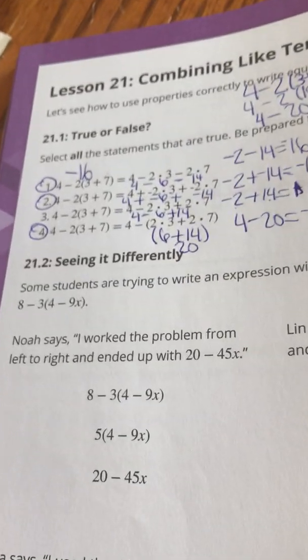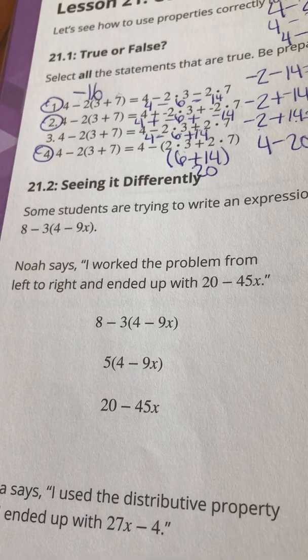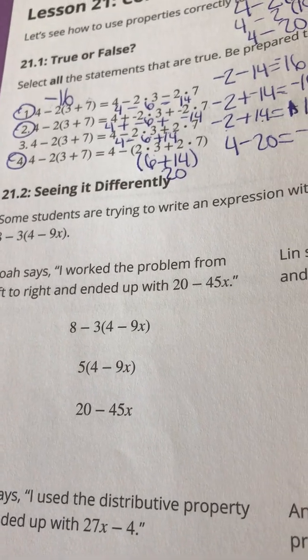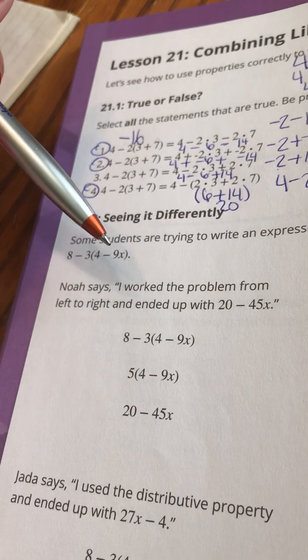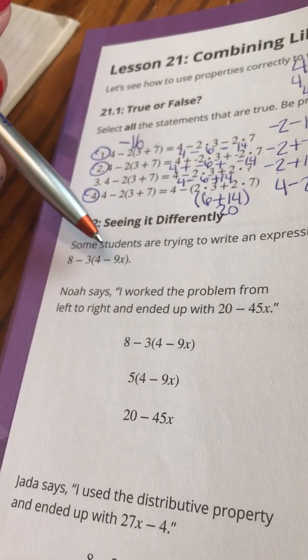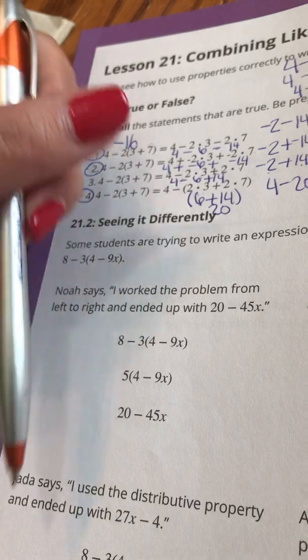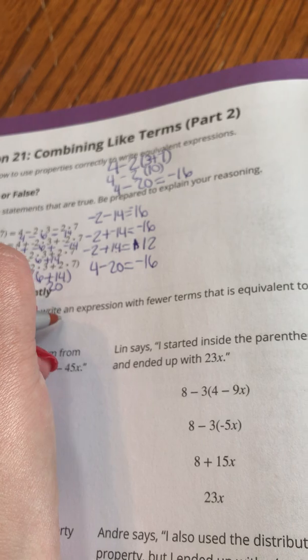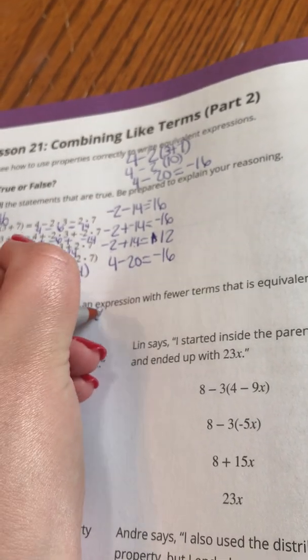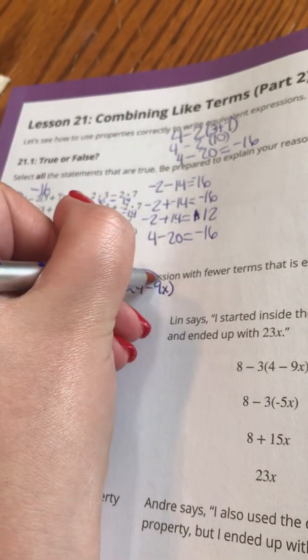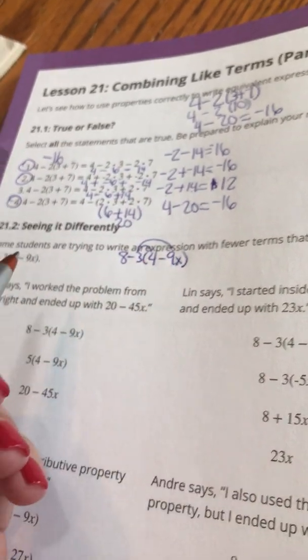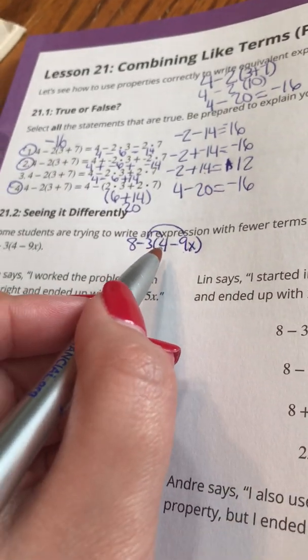So now, I have to look at 21.2, seeing everything differently. So some students are trying to write an expression with fewer terms that is equivalent to 8 minus 3 times 4 minus 9x. So I worked this out before I figured out who was correct and incorrect. So I'm going to work it out right here. 8 minus 3 times 4 minus 9x. I have to distribute this to each of them because I can't combine these two because they're different terms.